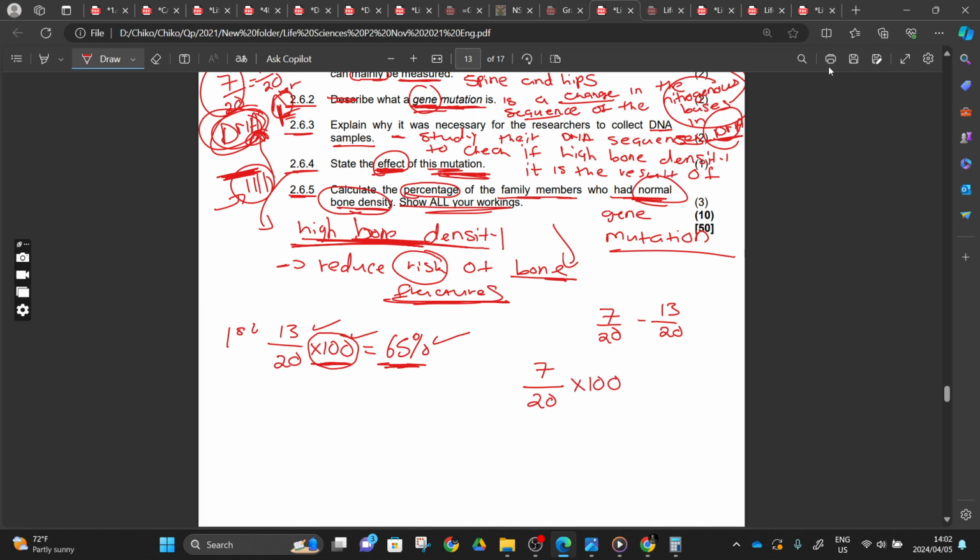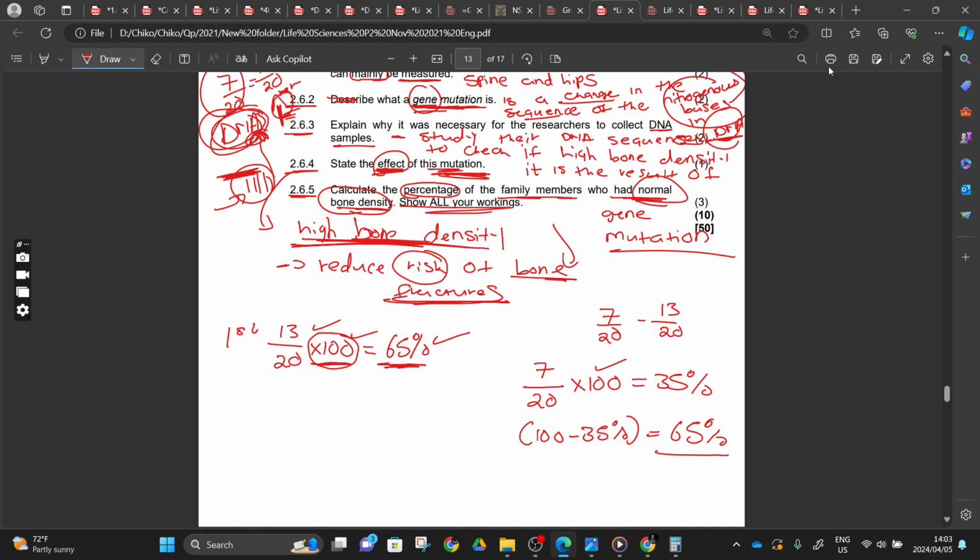So if we can find the percentage of this, we are going to have 35%. This doesn't need a calculator. We are going to have 35%, and then I'm going to subtract that 35% out of 100. Then we will have 65%. So this one will be our final answer.